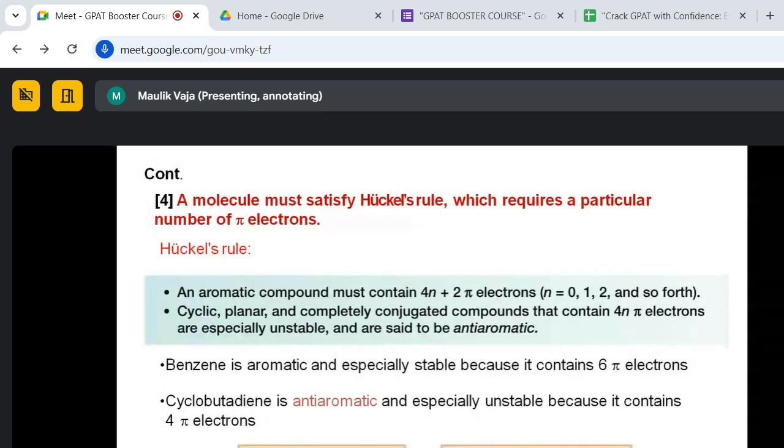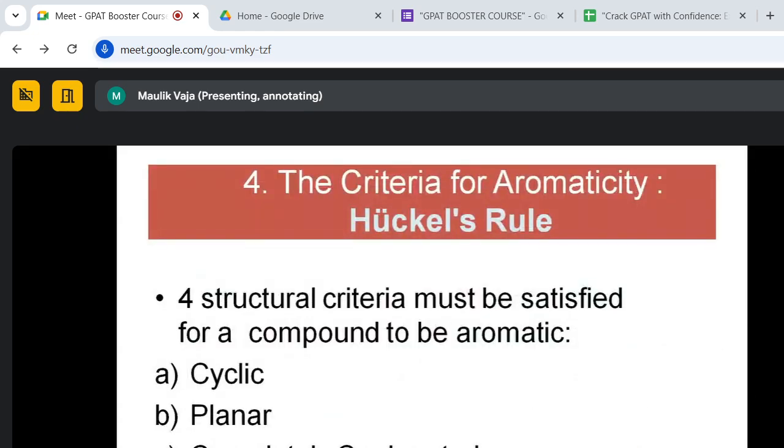This is about aromaticity. But in the GPAT exam, they ask about anti-aromatic compounds. Anyone know about anti-aromatic compounds? An anti-aromatic compound should follow the first three criteria. It should be cyclic, it should be planar, it should be completely conjugated. For a compound to be anti-aromatic, these three criteria should be met.